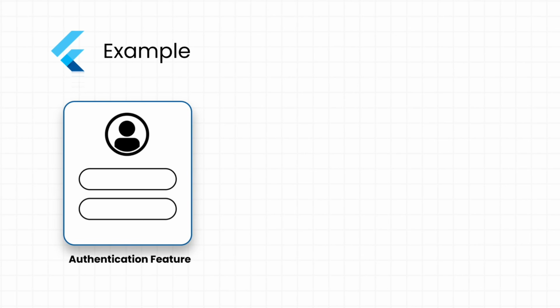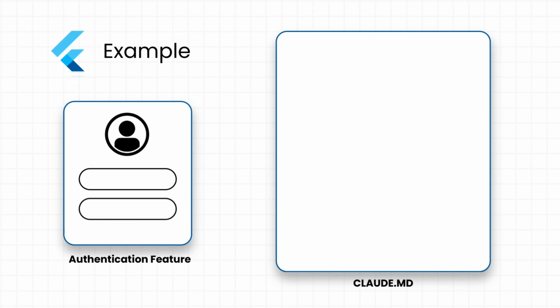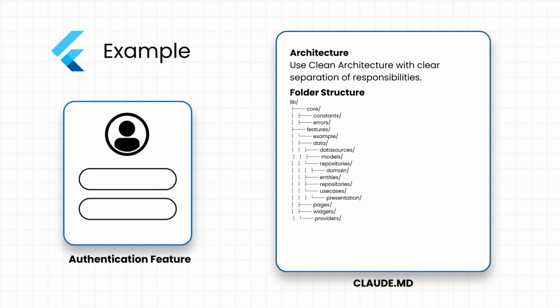Let's take a Flutter project as an example. Imagine you are building a new authentication feature. You know that the whole project uses clean architecture and Riverpod as state management. You know how folders should be structured for all features. You have certain coding patterns that the team agreed to follow. Hence, now you can add this common pattern in Claude.md as following.